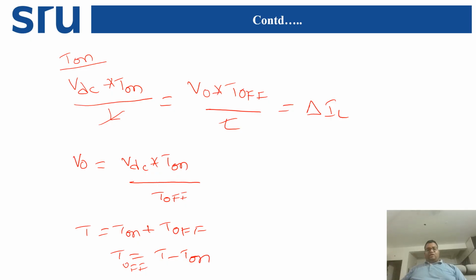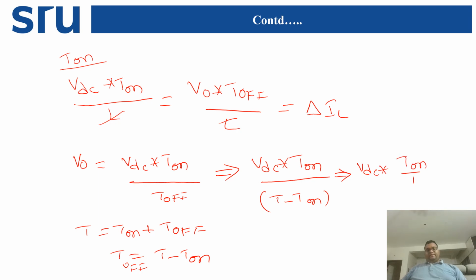From the resultant, how can we write this one? V naught is equal to VDC into T on is divided by T off, meaning T minus T on. That is the thing we have to write over here. Then make these common as T. Then VDC T on by T is divided by 1 minus T on by T.